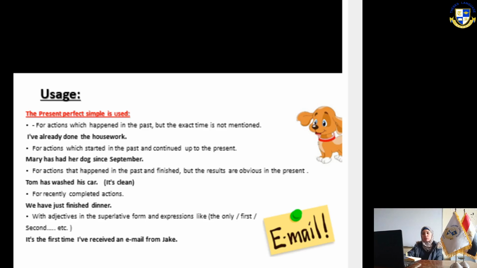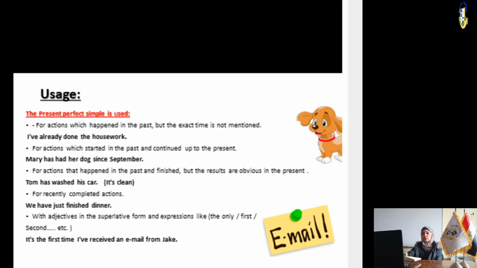Let's move on to the next usage, for recently completed actions. For example, you can say, we have just finished dinner. And with adjectives in the superlative form and expressions like the only, first, second. For example, you can say, it is the first time I have received an email from Jake. Now guys, we have finished the usage of the present perfect, and let's move on to present perfect with time expressions. We will talk now about the time expressions on slide 8.